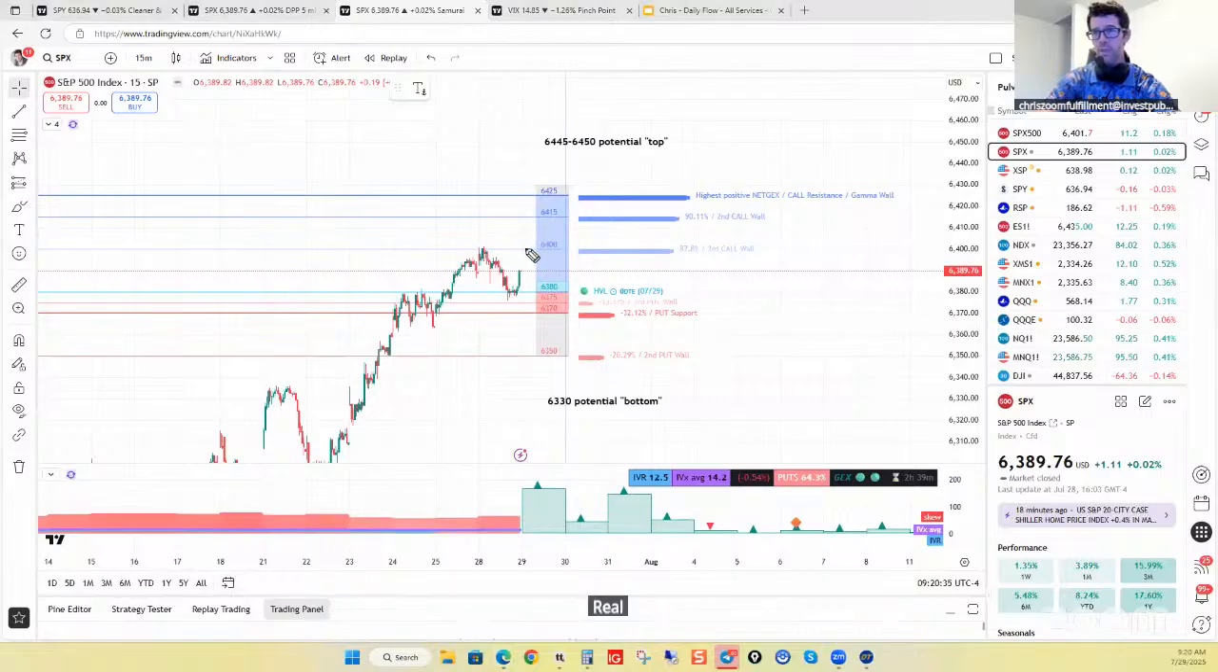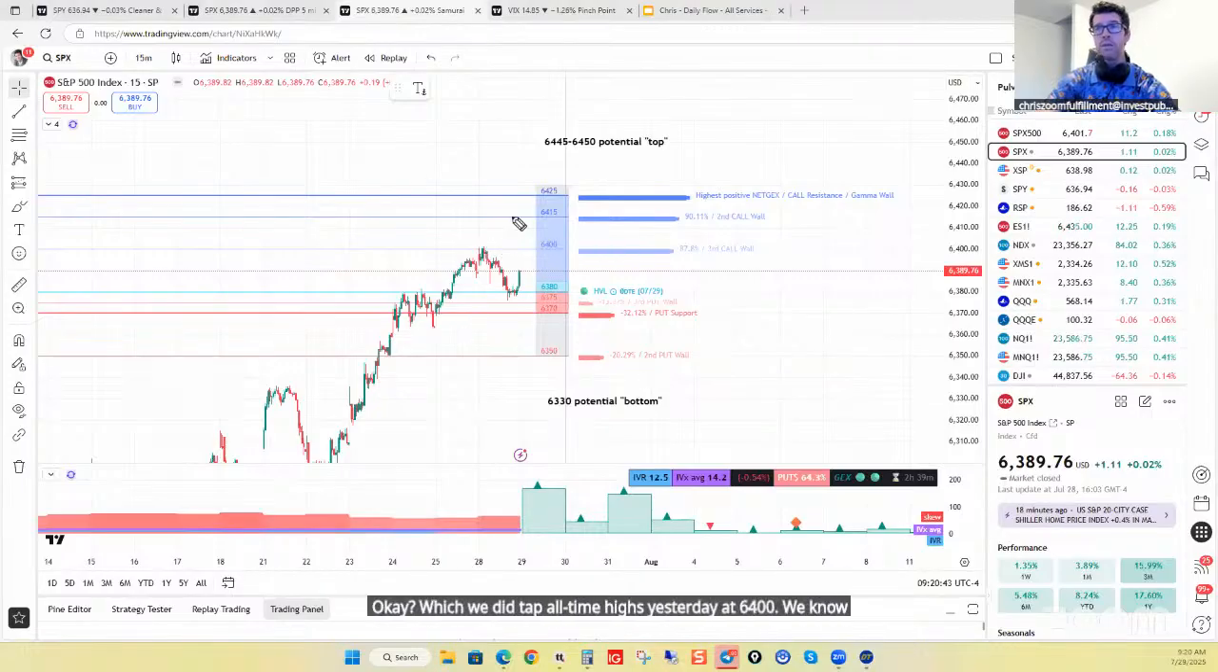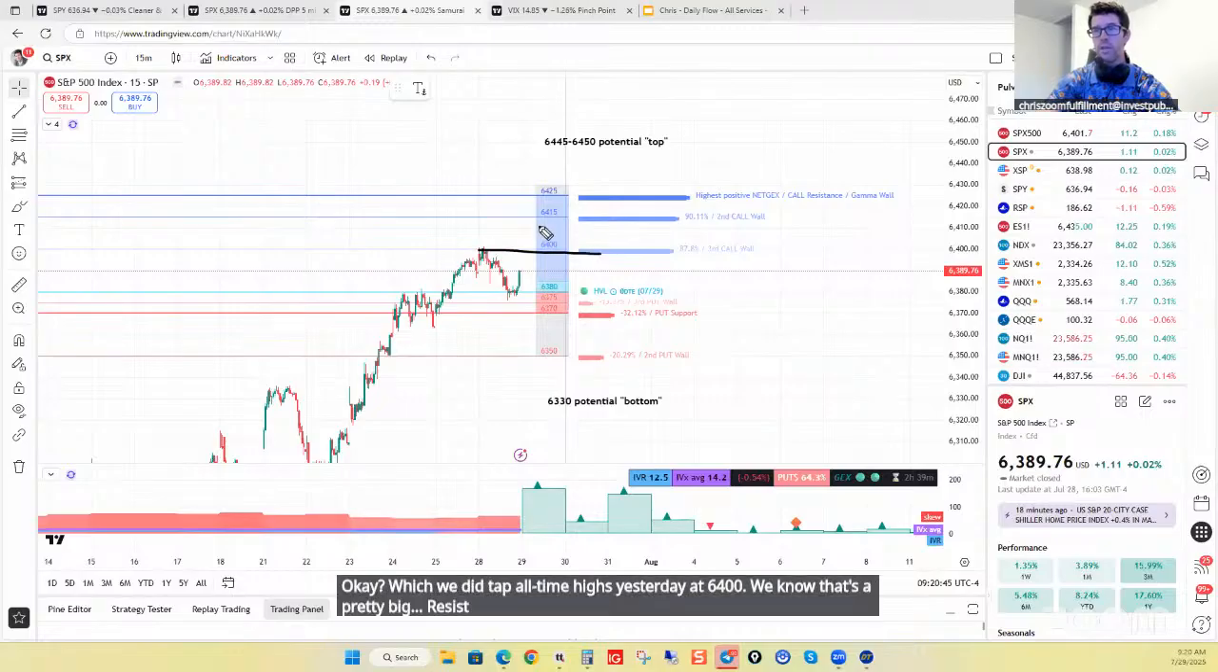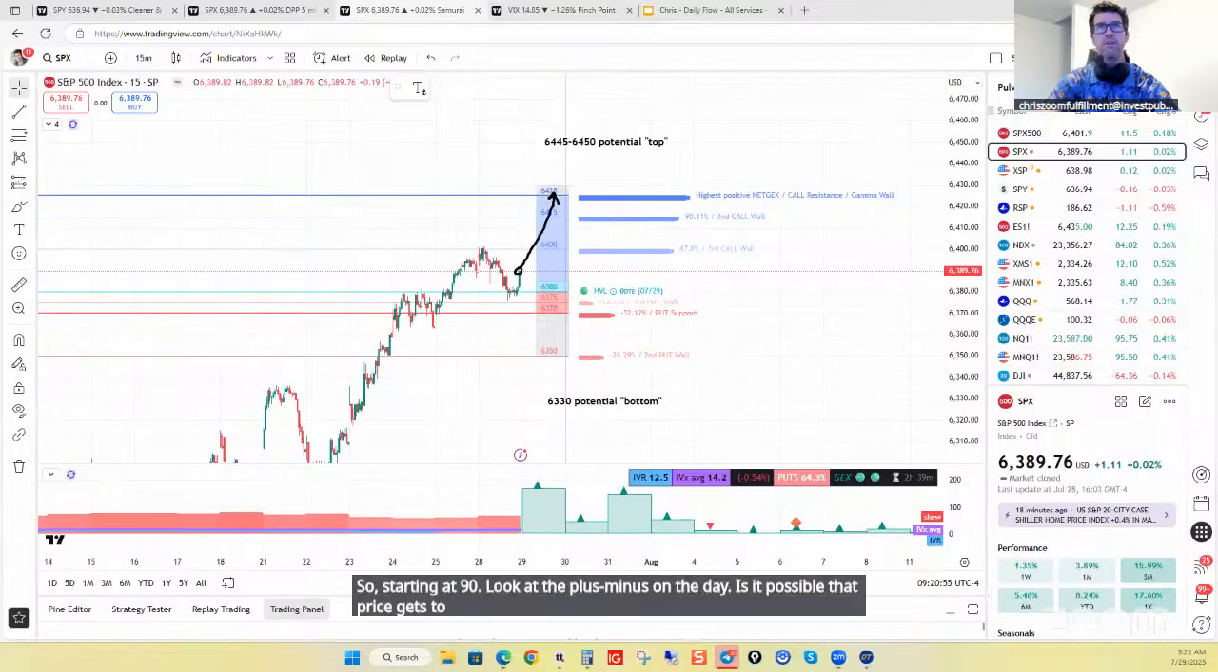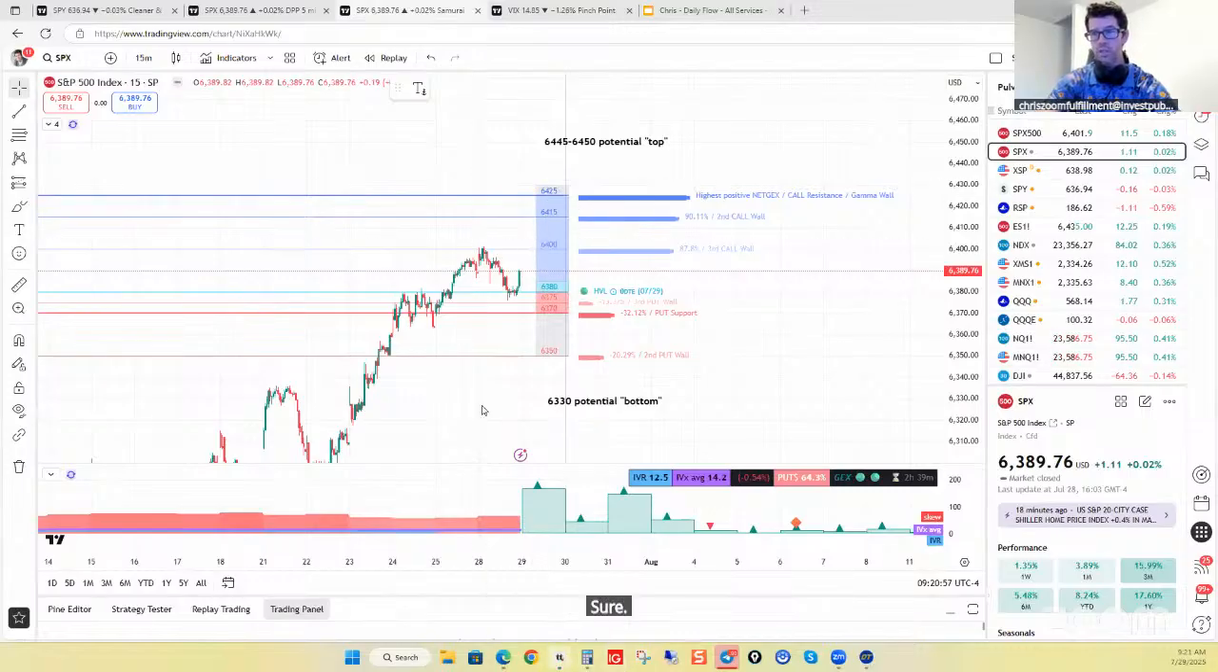Realistically, the resistance levels I see back again at 6,400, which we did tap all-time highs yesterday at 6,400. We know that's a pretty big resistance level. And then we have a 64.15 and 64.25. So starting at 90, look at the plus minus on the day. Is it possible that price gets to 64.25 today? Sure, it's within the ballpark.